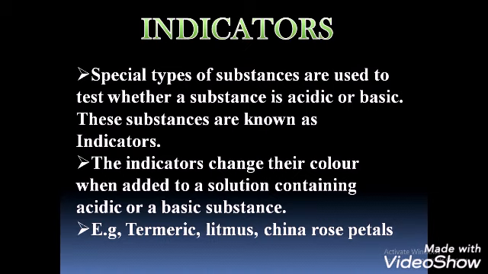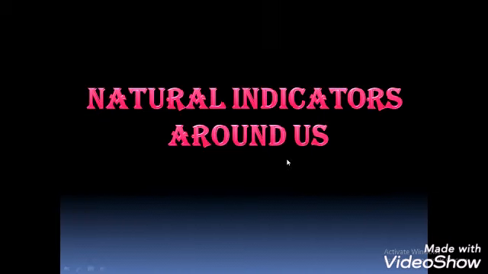When we want to check whether a substance is acidic or basic, we use indicators. Some of the natural indicators are turmeric indicator, litmus indicator, China rose petals indicator. These indicators change their color when added to a solution containing an acidic or a basic substance. So we can study more about indicators, some of the natural indicators around us.